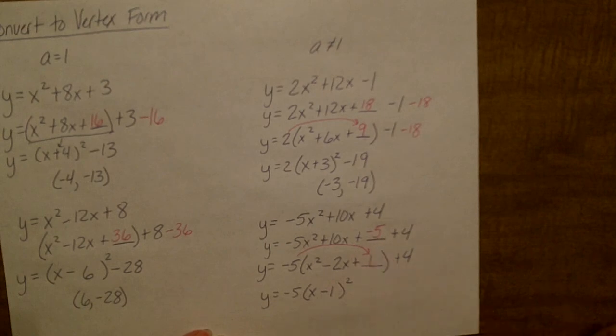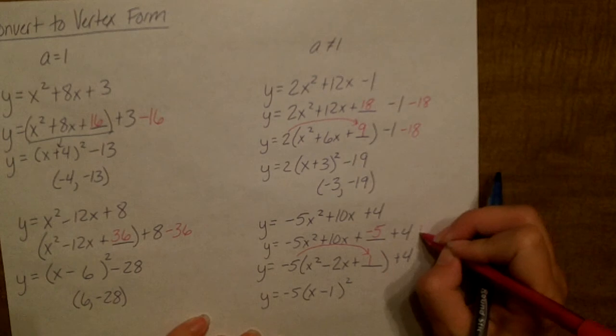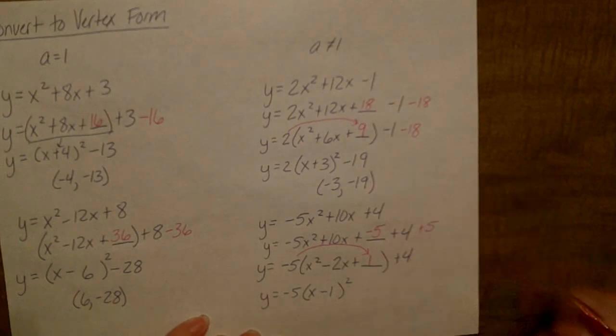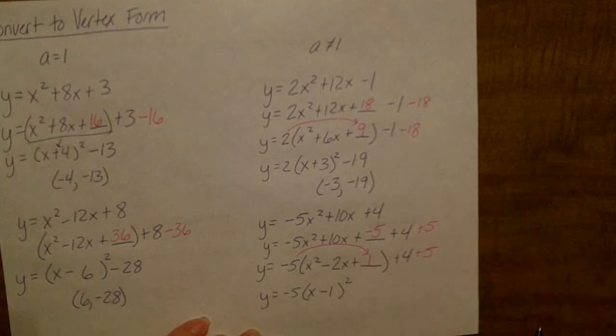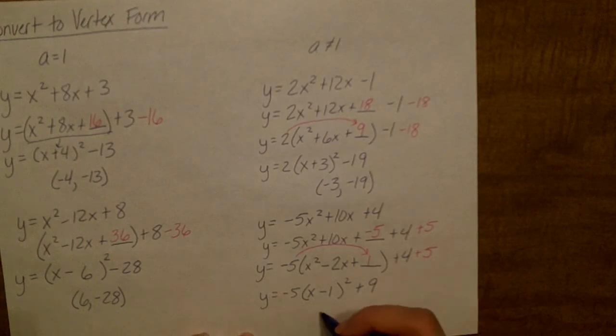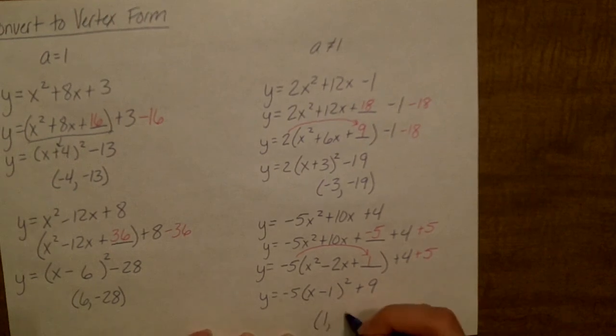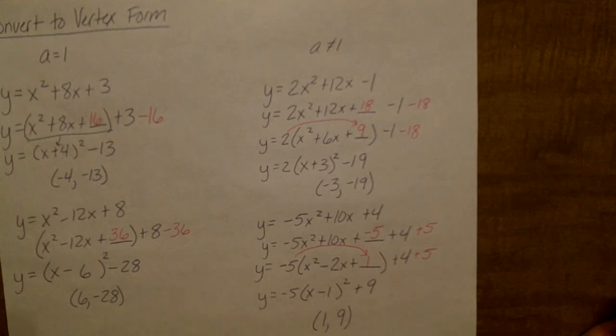If I have a negative 5 here that I need to balance out, I need to add a positive 5 on the end, so that when I combine these terms, I end up with a plus 9 for this one. My vertex is at 1, 9 for this equation.